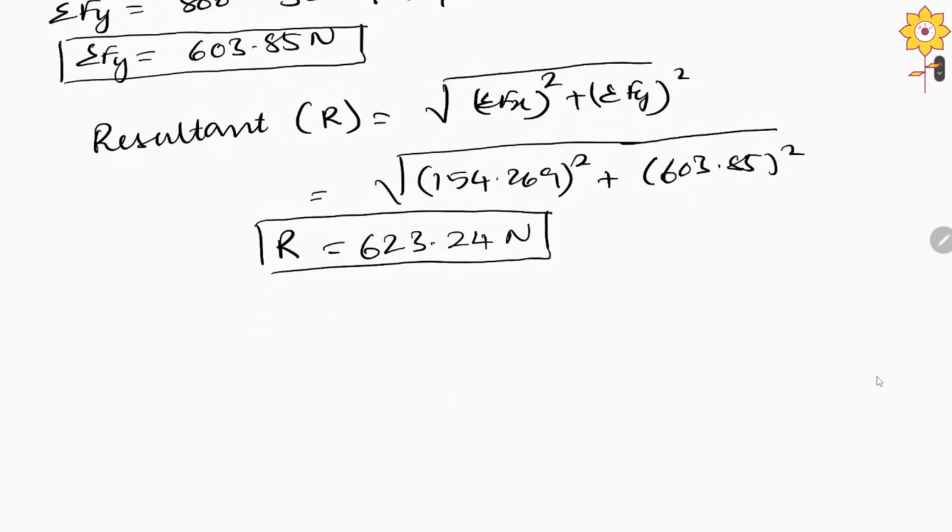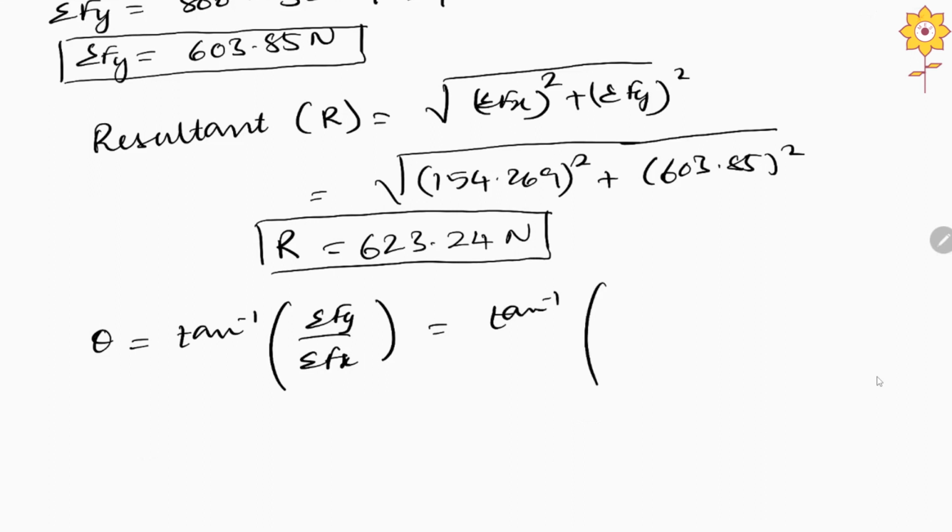Now to find out theta as well, angle theta will be equal to tan inverse of summation of Fy divided by summation of Fx. This will be equal to tan inverse of 603.85 divided by 154.269. We get the value as theta equal to 75.66 degrees.